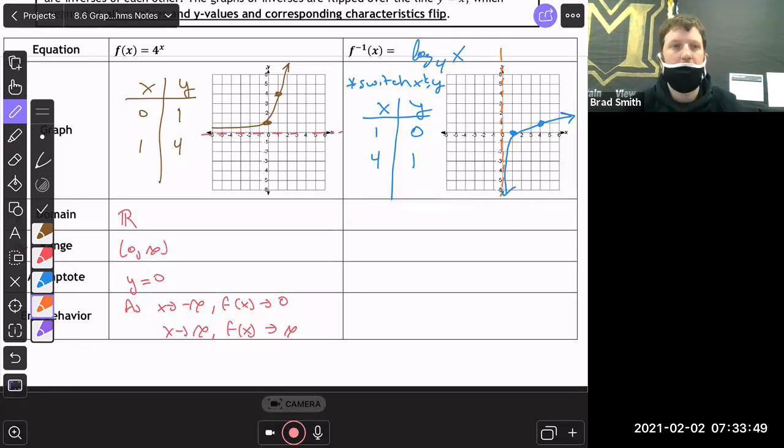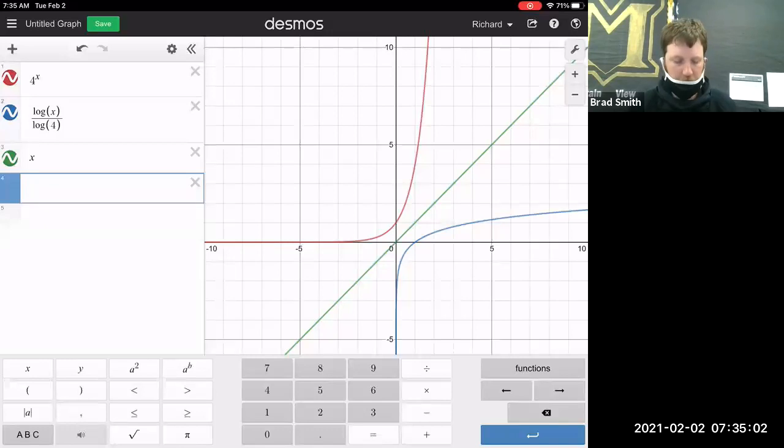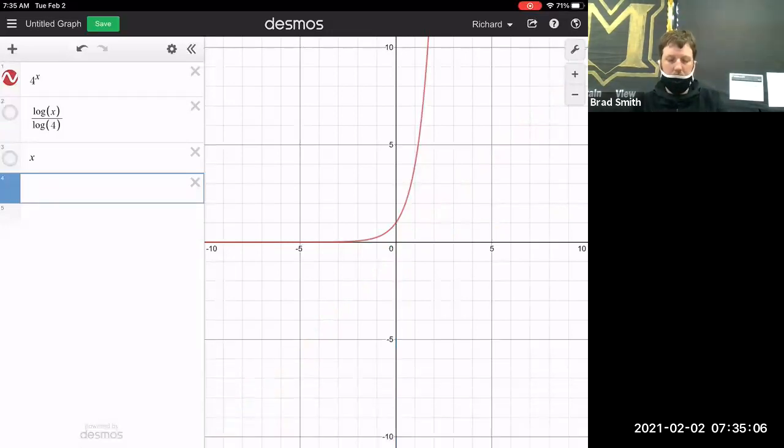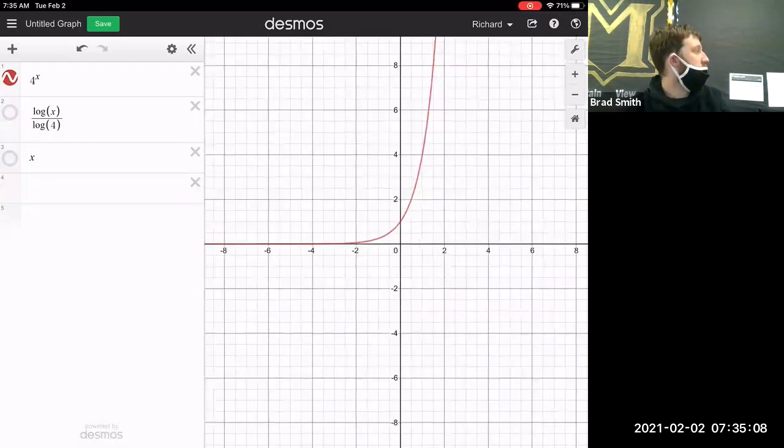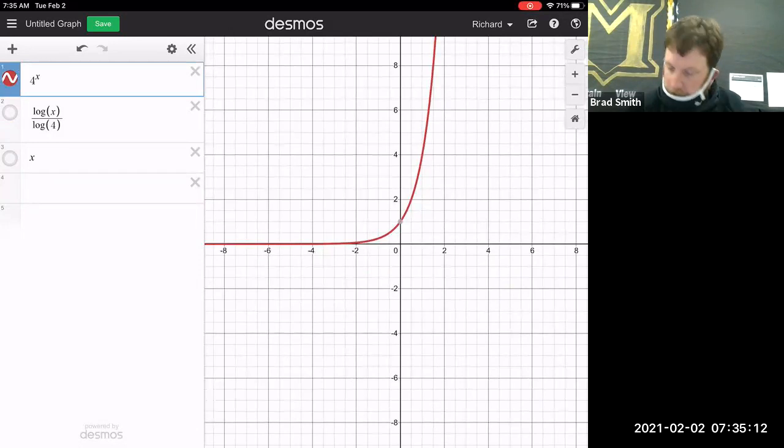All right. I'm going to pause this really quick. I'm going to run over to Desmos. So just showing you the difference here. If I look here, that was my exponential function, right? I have my 2 points that I had, (0, 1) and (1, 4). And you can see how they're both on the graph.